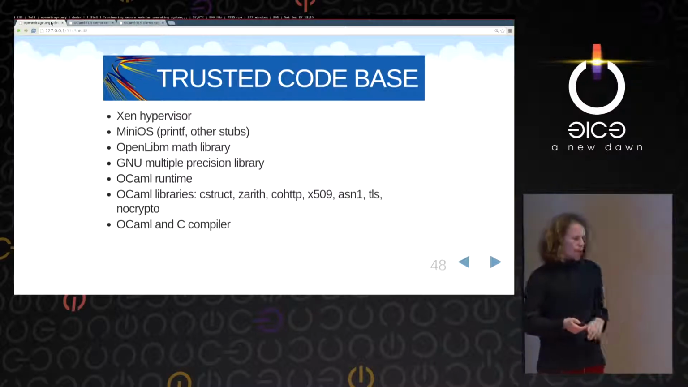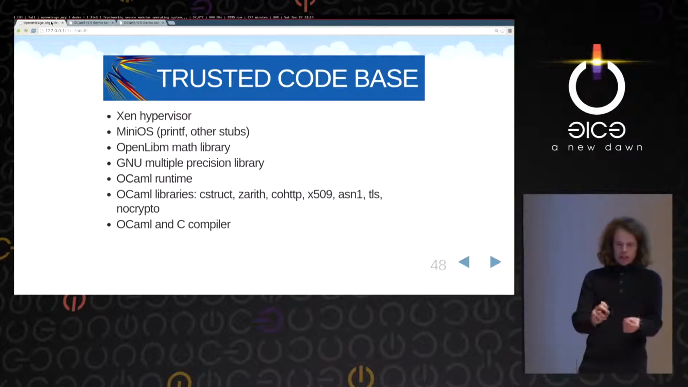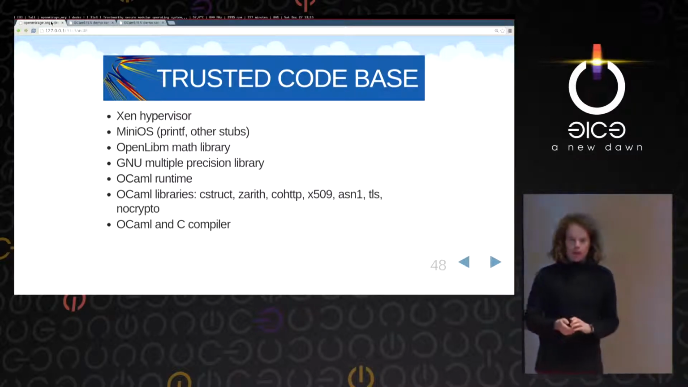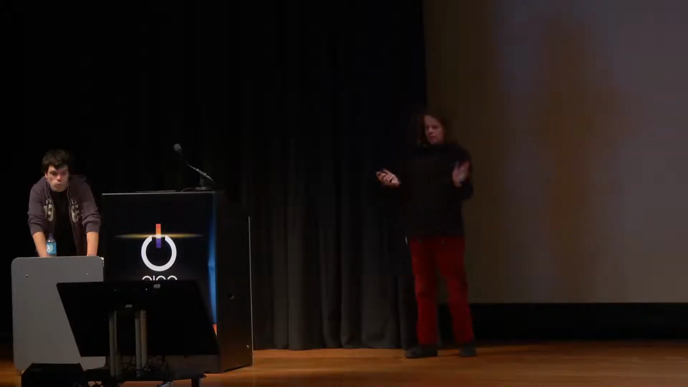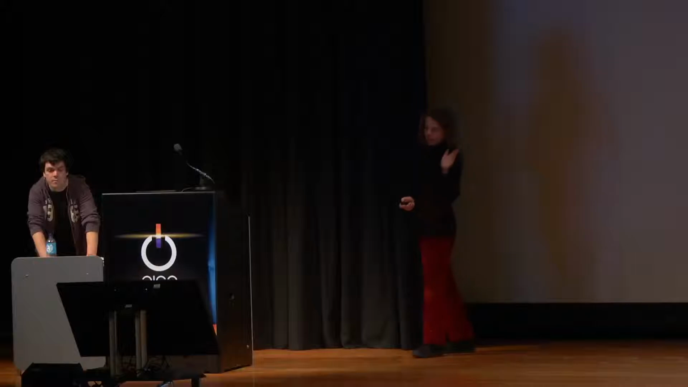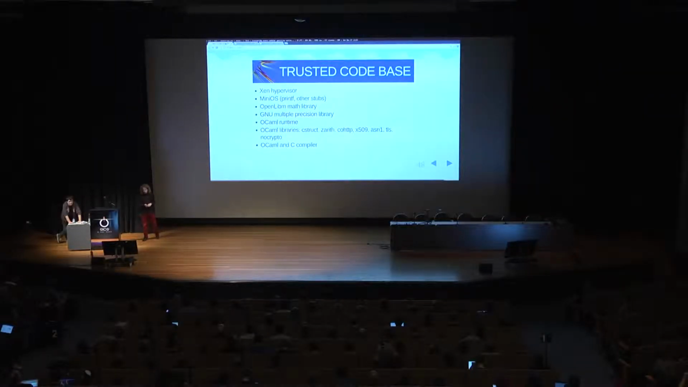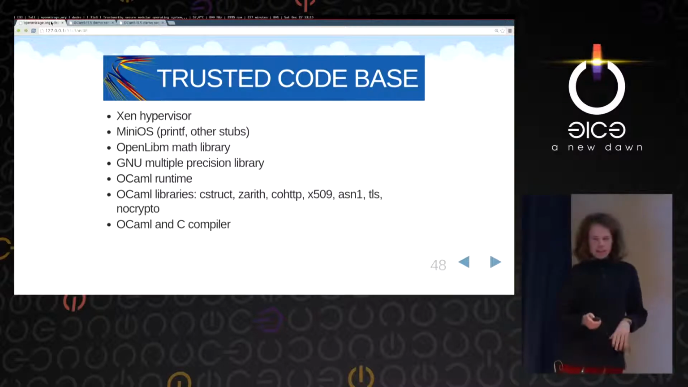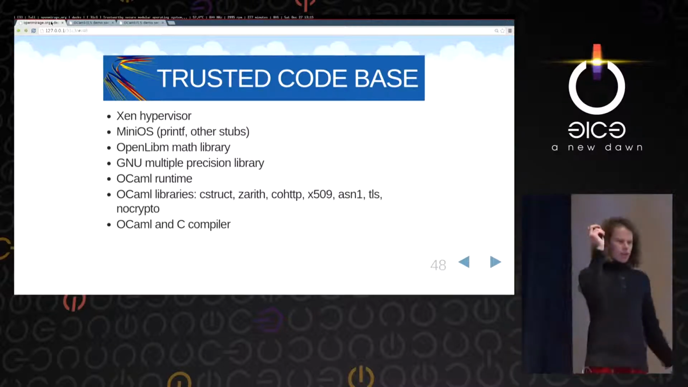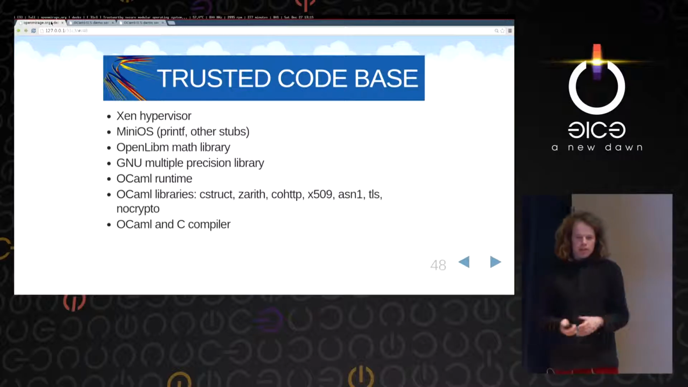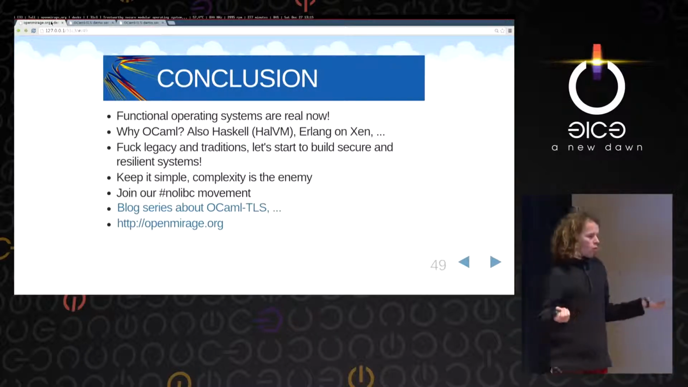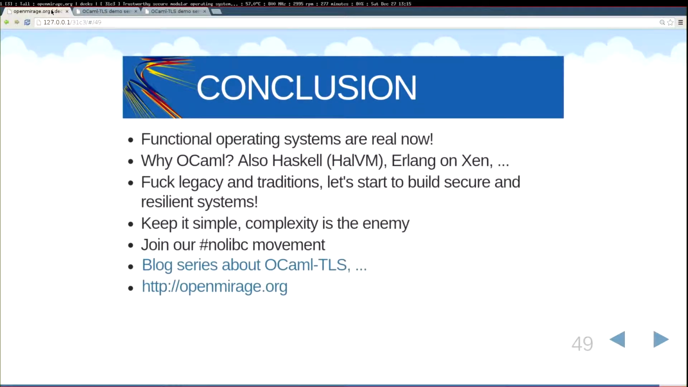Then we have the OCaml runtime, so the OCaml programming language runtime, which includes a garbage collector and so on. Then we have various OCaml libraries which we currently use, like cstruct, which is a byte vector, and so on, X509, ASN1, TLS, OTR, nocrypto, the XMPP library itself, and so on. And then obviously we also have the OCaml and C compiler. But we don't have any libc in the trusted code base, or any huge Linux kernel, because we just don't have it. So, to conclude this talk, I think functional operating systems are real now.